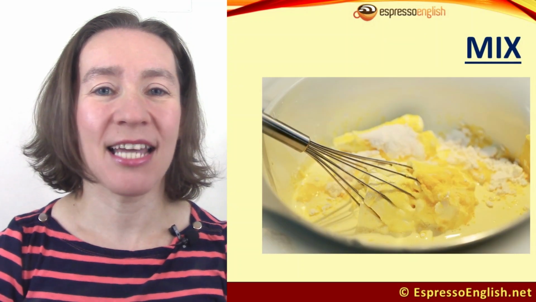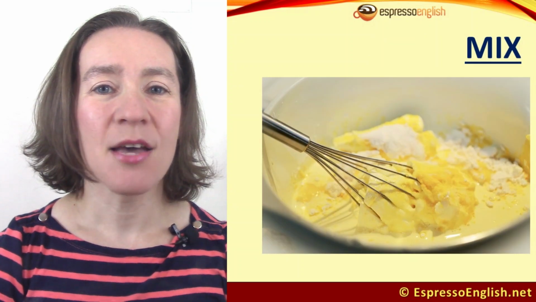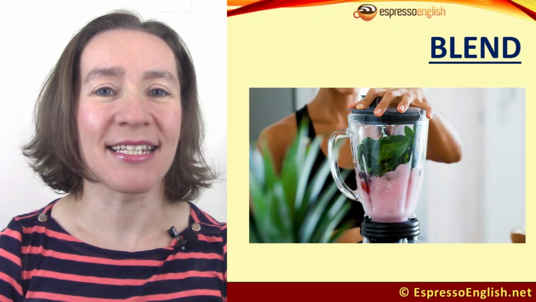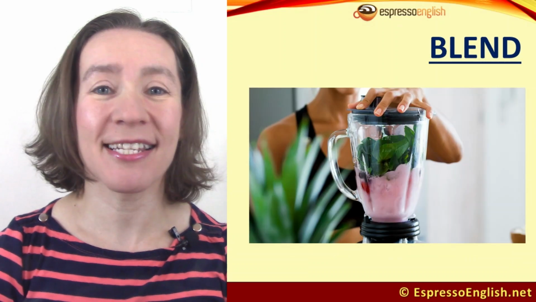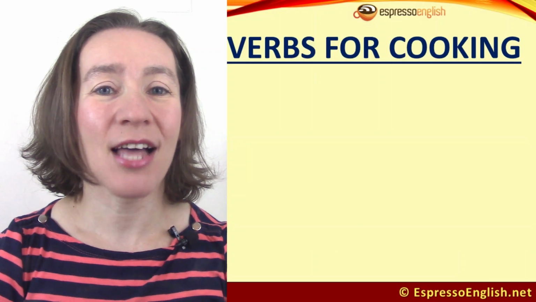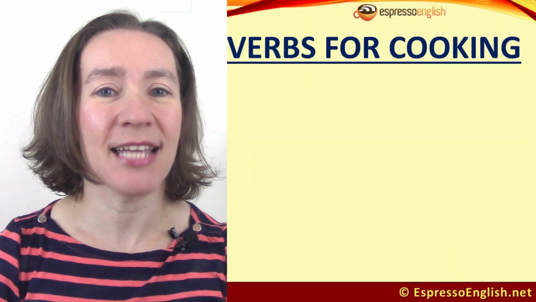The recipe might tell you to mix the ingredients, put them together, and combine them. Or you might need to blend the ingredients, meaning to use this thing called a blender to mix them extremely well. There are lots of different verbs for different cooking techniques.